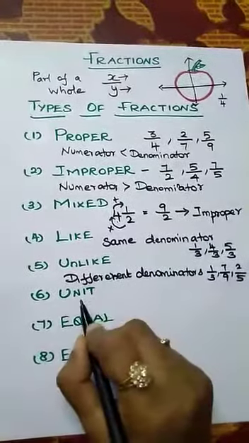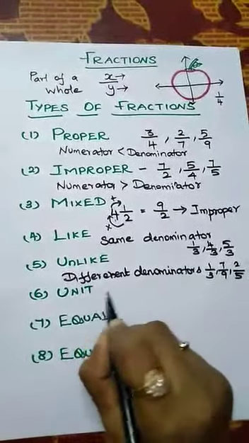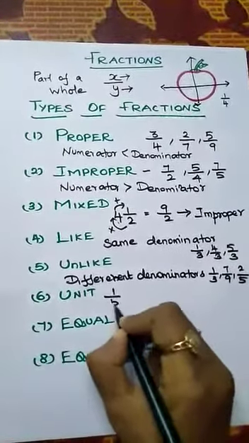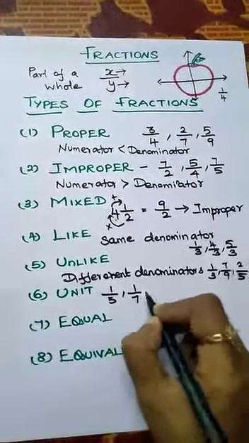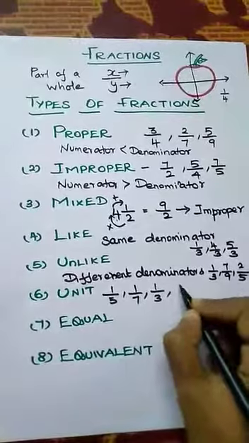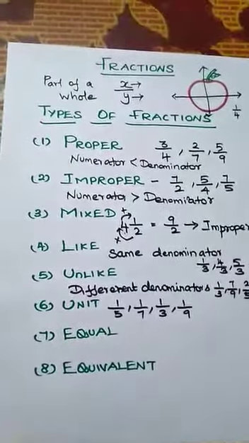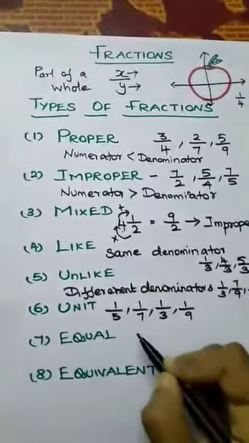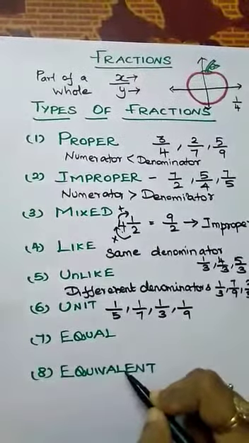Next one is unit fraction. When the numerator value is 1, it is called a unit fraction. For example, 1 by 5, 1 by 7, 1 by 3, 1 by 9, like that. Next one is equal fraction. The same fraction is called an equal fraction. The next one is equivalent fraction.